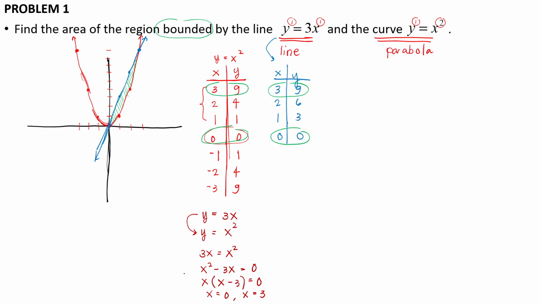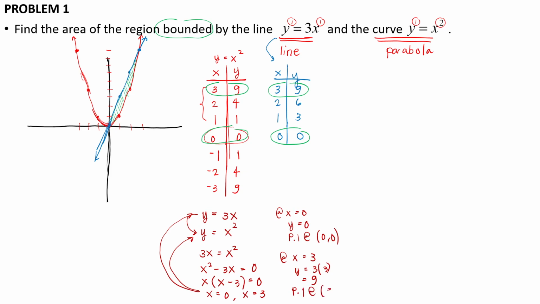So now you have two values of x. You plug them into either of the two equations to get the counterpart y component. At x equals 0, y is also 0, so the first point of intersection is at (0, 0). At x equals 3, y equals 3 times 3, which is 9. So the second point of intersection is at (3, 9). Notice that it's the same here: (0, 0) and (3, 9).